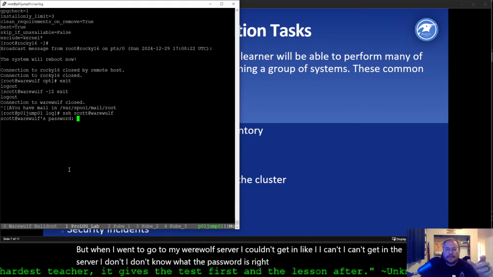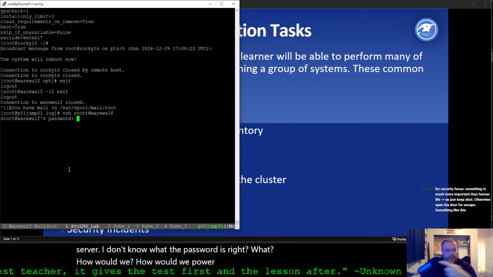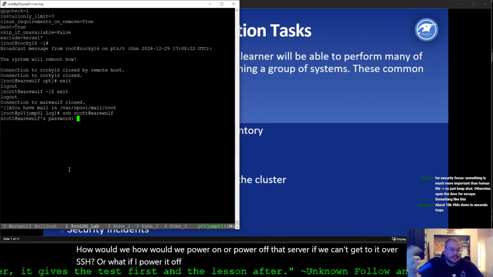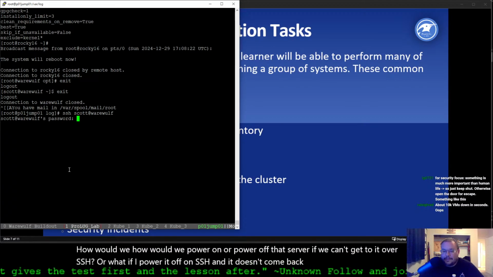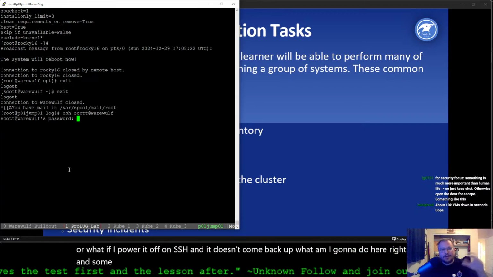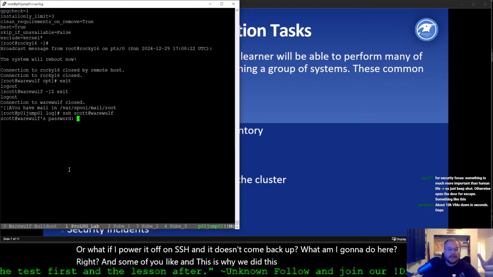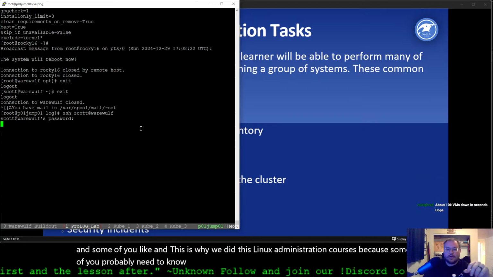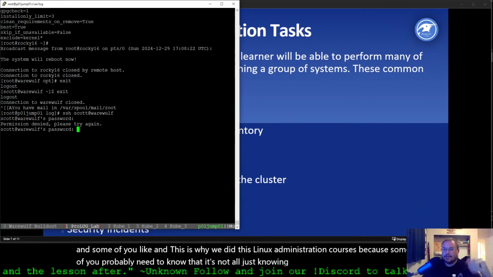How would we power on or power off that server if we can't get to it over SSH? Or what if I power it off on SSH and it doesn't come back up? What am I going to do here, right? And some of you, and this is why we did this Linux administration course, probably need to know that it's not all just knowing Linux well. There's also these other things.